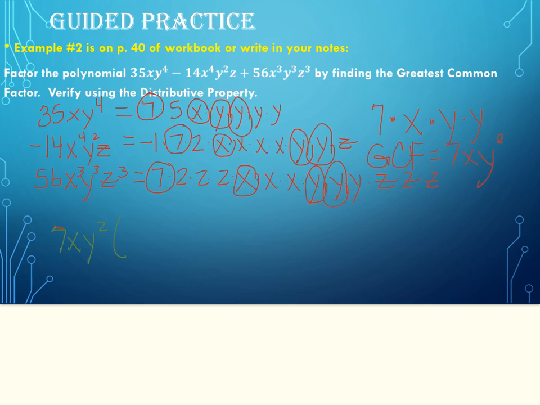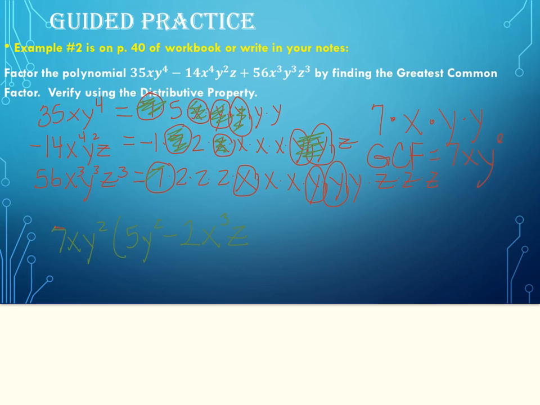So in 35x squared, I took out the 7, I took out the x, and I took out 2 y's. So what do I have left? A 5 and a y squared. On the negative 14, I took out the 7, 1 of the x's, and 2 of the y's. So I have left a negative 1 times 2, which is negative 2, and then 3 x's. No y's are left, but I have a z.